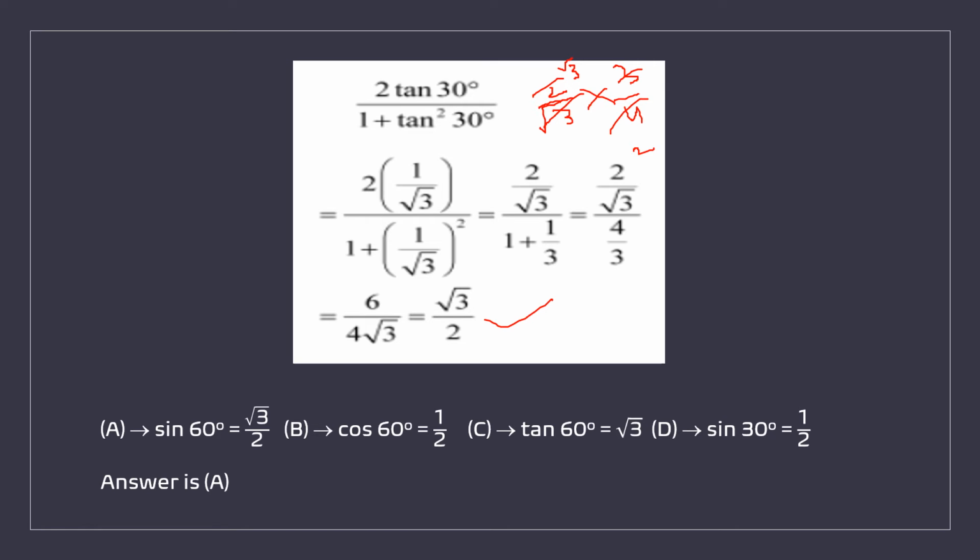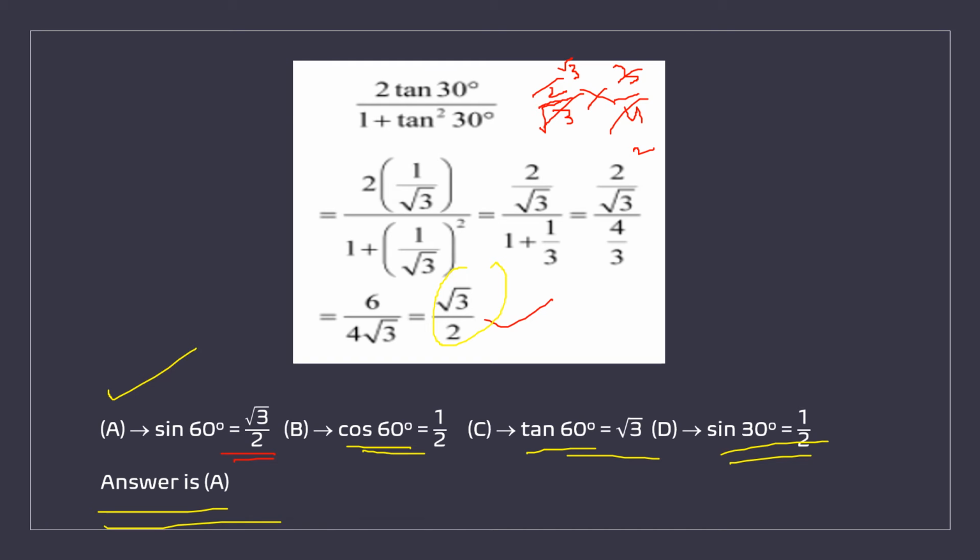But here in the options he didn't give the value directly. Let us simplify the options one by one. The first option is given as sin 60 degrees, that is root 3 by 2, from the table we know. Let's take the remaining values also. The second option is cos 60, that is 1 by 2 from the table. Tan 60 is root 3 from the table, and sin 30 is 1 by 2 from the table. The answer we got is root 3 by 2, which is option A. That's why the answer is option A. You can do these type of sums only if you learn the values table by heart.